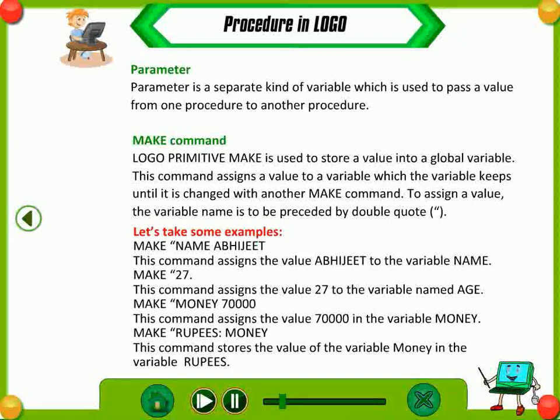MAKE "money 70000. This command assigns the value 70,000 to the variable money. MAKE "rupees :money. This command stores the value of the variable money in the variable rupees.